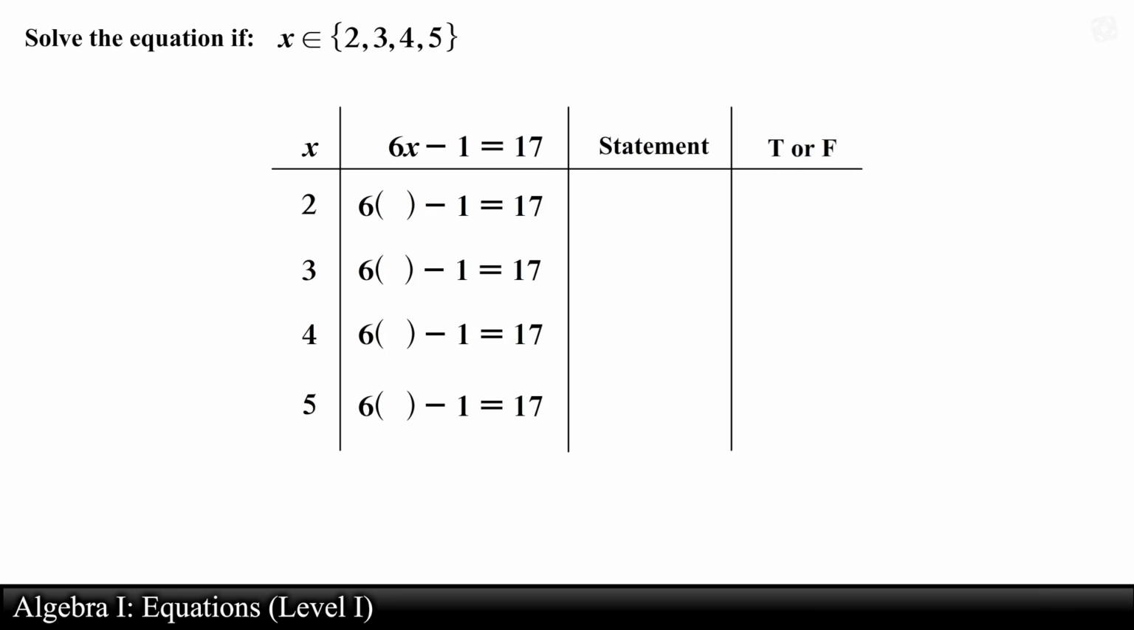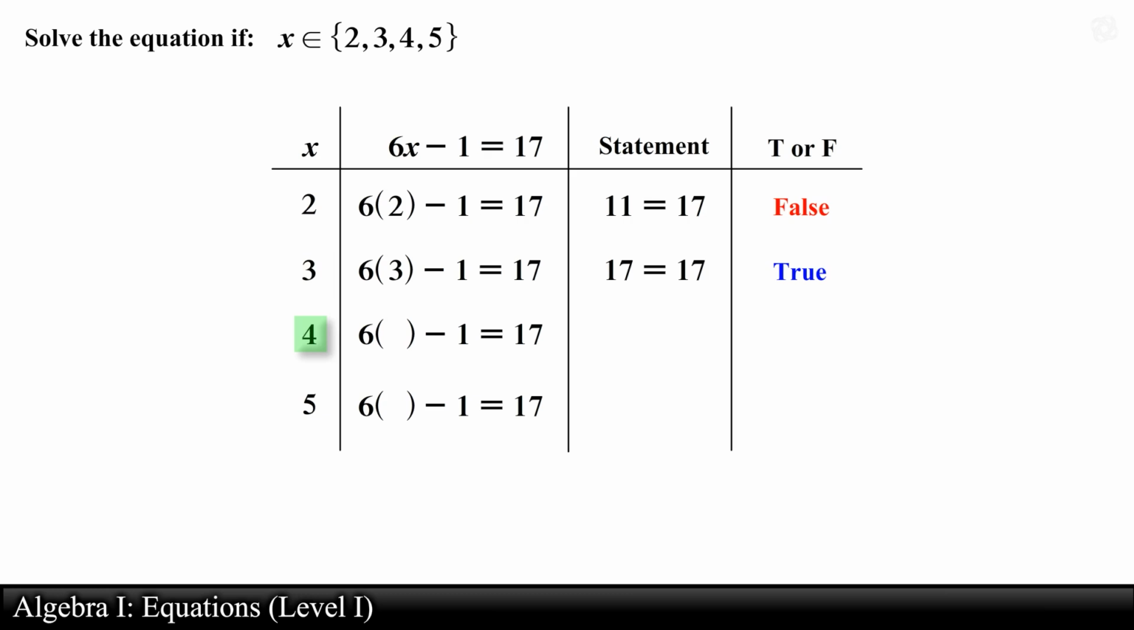Okay, so let's systematically go through each element to find the solution set. The first element in the domain is the number 2. So we substitute that into the equation and evaluate it at that given number. This results in the statement 11 is equal to 17, which is false. Let's evaluate the second element in the domain. In this case, it's 3. And substituting it yields the statement 17 is equal to 17, which is true.